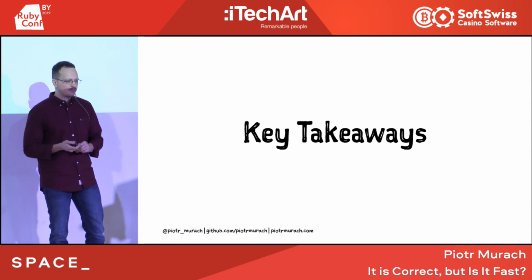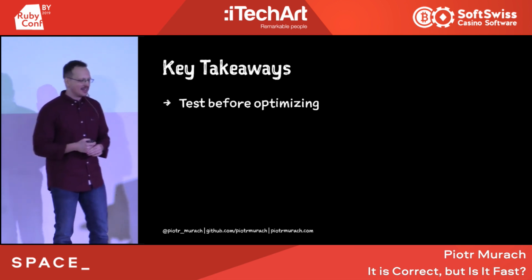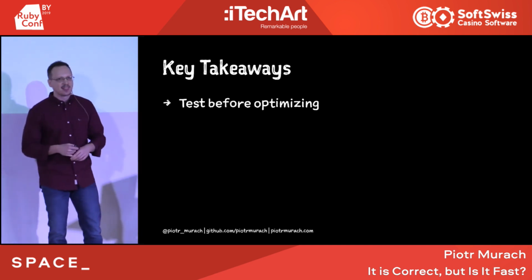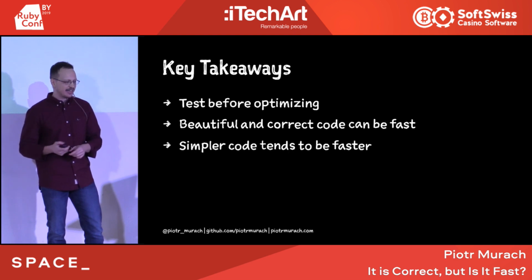I have some key takeaways. They are not very profound, but they help me write faster software. Hopefully I convinced you that you should test before optimizing. Your intuition is not a good predictor of how your code is going to behave. Hopefully you appreciate that beautiful and correct code doesn't have to be at odds with speed. And finally, even with a simple clamp method, simpler code tends to be faster.